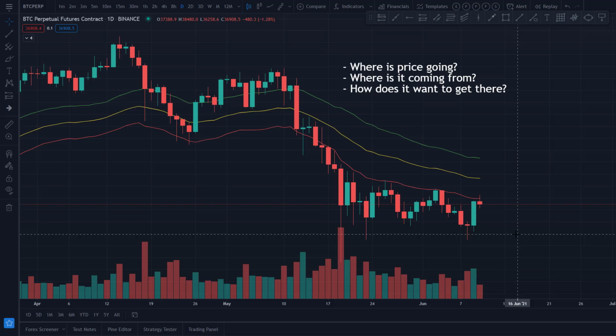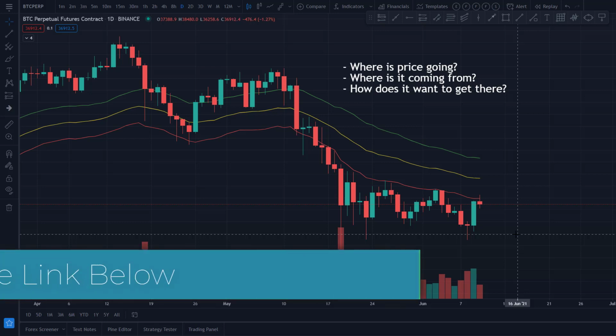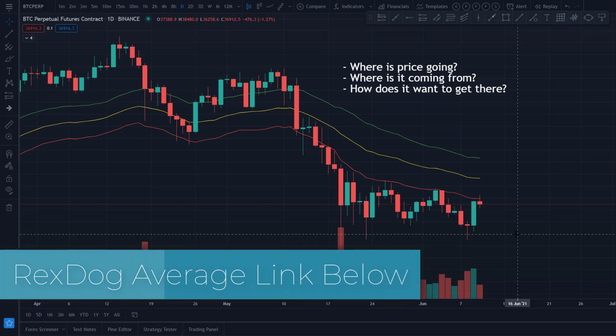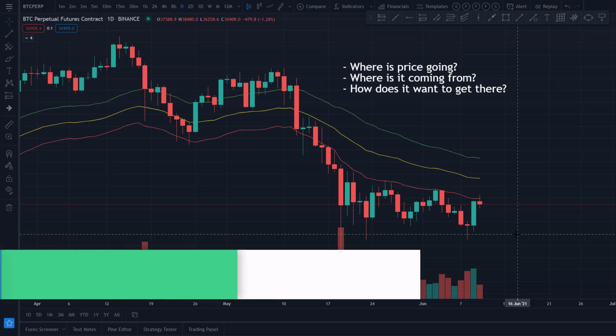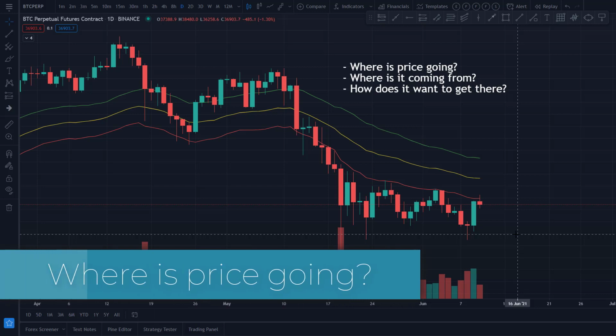You could take off the RexDog Average and just use chart patterns, candle patterns, and various other things. You can do that. You can use trend lines. You can do whatever you want. What is really important is when you first pull up a chart, can you immediately identify or have a system or a process that tells you where is price going.